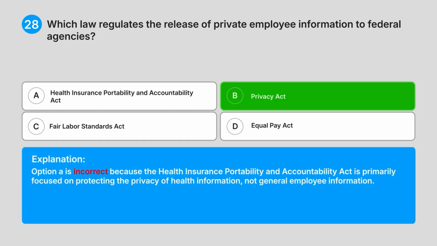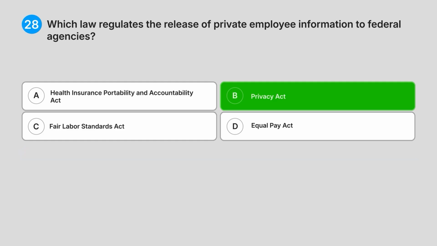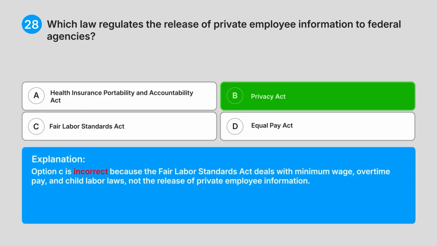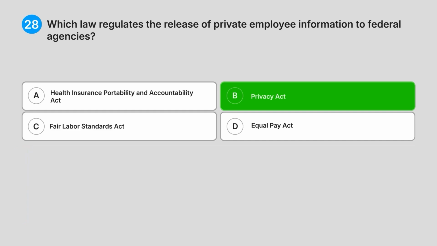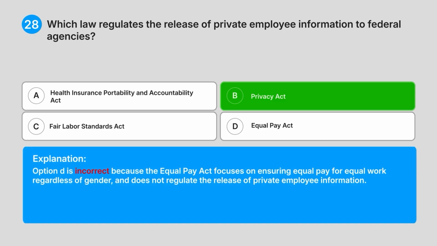Option A is incorrect because the Health Insurance Portability and Accountability Act is primarily focused on protecting the privacy of health information, not general employee information. Option C is incorrect because the Fair Labor Standards Act deals with minimum wage, overtime pay and child labour laws, not the release of private employee information. Option D is incorrect because the Equal Pay Act focuses on ensuring equal pay for equal work, regardless of gender, and does not regulate the release of private employee information.